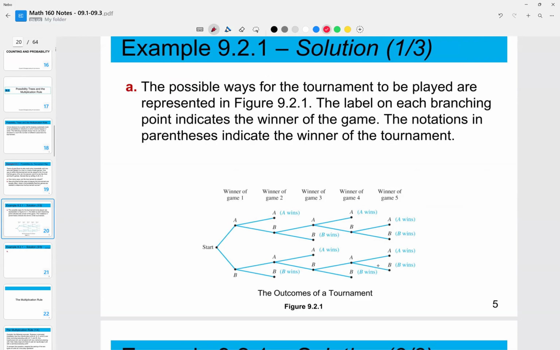Now from this vertex, which team won? If A won twice in a row, like on this little branch there, then that means the tournament's over, because A won the whole tournament. In this tree, parentheses just mean that that team won the tournament. So parentheses with A wins means A won the whole tournament.